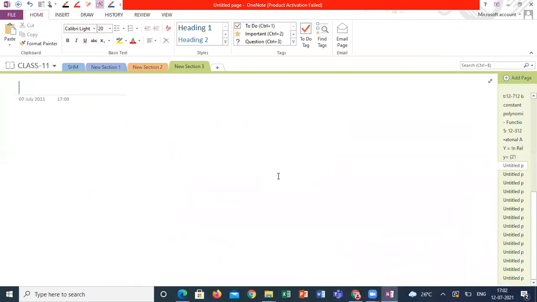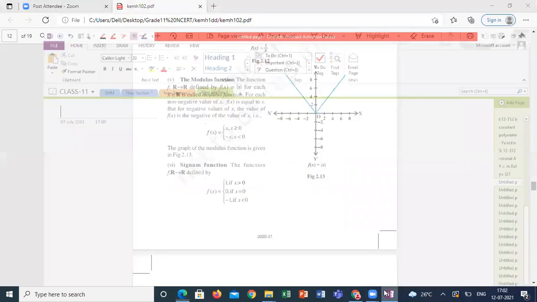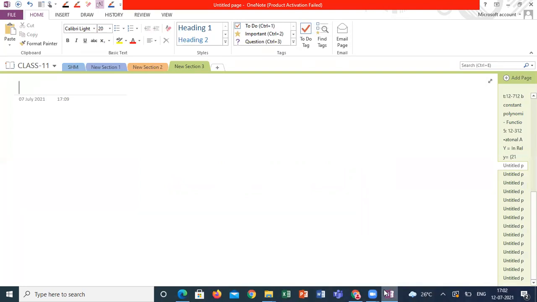So, last class, what we were discussing? We were discussing the different functions and their graphs, and the range and domain of those functions. Am I right, guys? So today we are going to discuss piecewise functions.